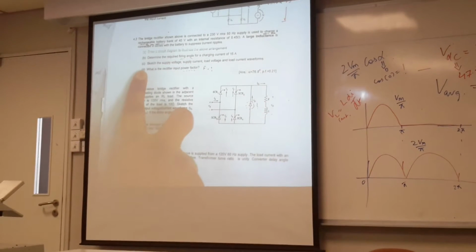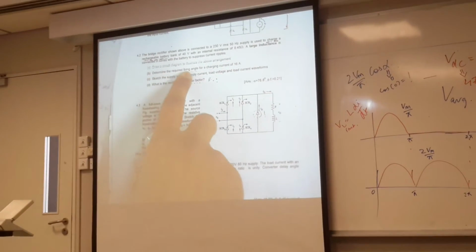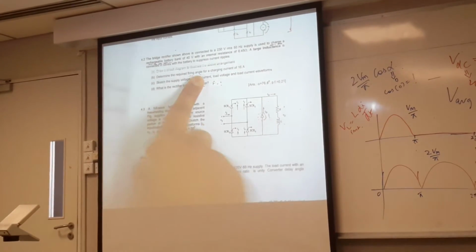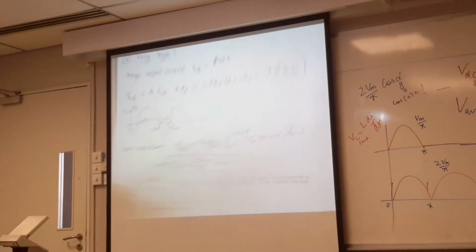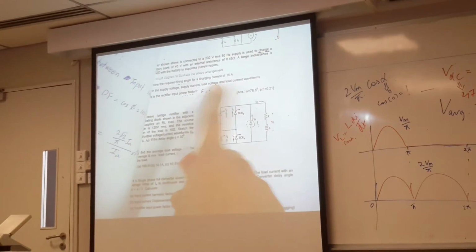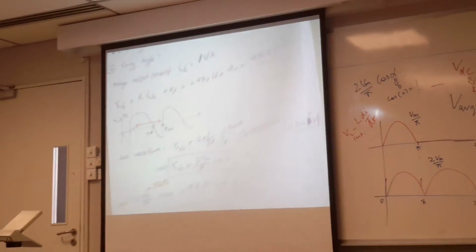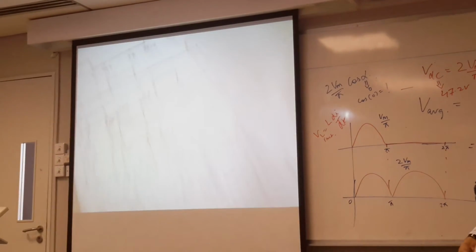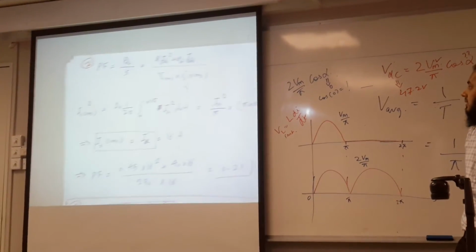Now here there is the C part. The firing angle we found is 76.8 degree. The C part is the supply voltage, supply current, load voltage and load current waveforms. It will be the same as the previous case. And we have to find out the power factor.